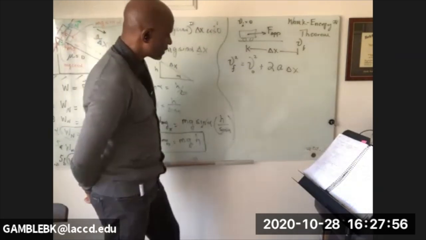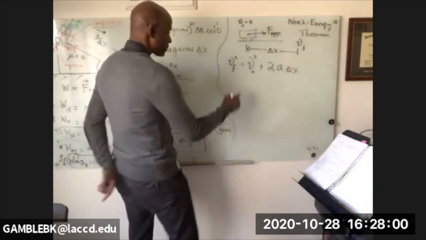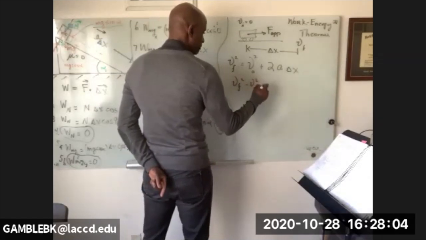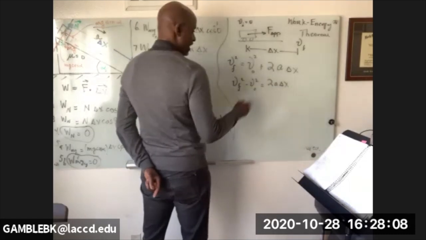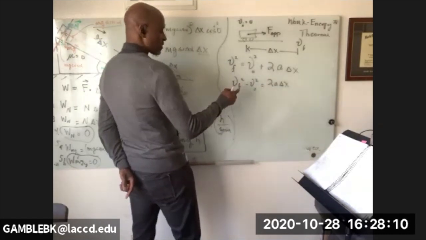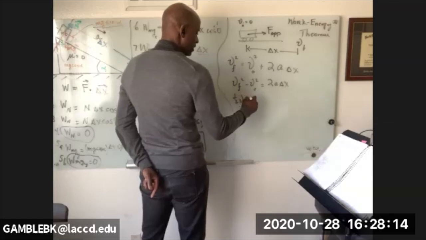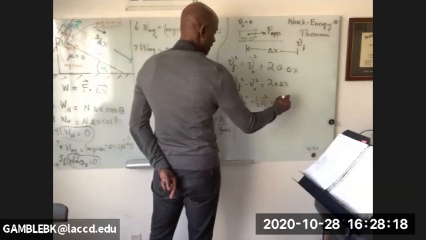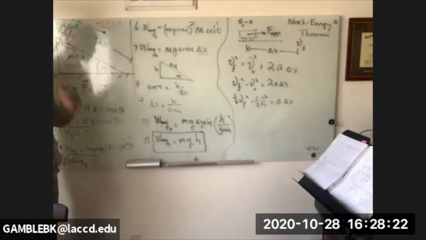Now let's manipulate this a little bit. I'm going to take the initial velocity over, so I have v final squared minus v initial squared equals 2a delta x. Then I'm going to divide by 2 and distribute that through each term. So 1/2 v final squared minus 1/2 v initial squared equals a times delta x. It's just dividing by 2.